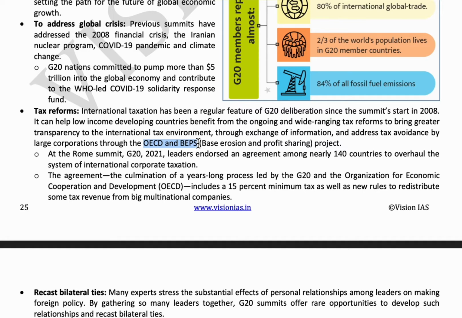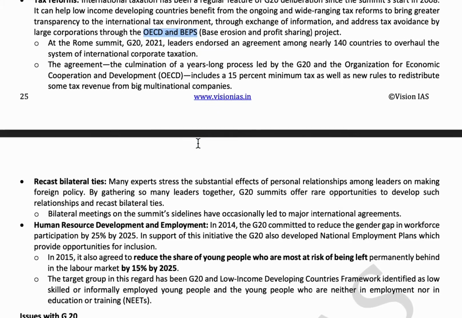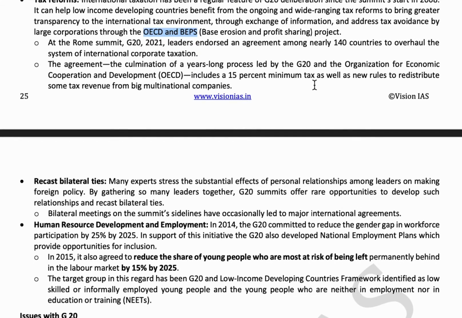Okay, so recently in 2021 at the G20 Rome Summit, around 140 countries agreed to improve the system of international corporate taxation. And both G20 and the Organization for Economic Cooperation and Development, that is G20 and OECD, led to an agreement of a 15% global minimum tax. Is that clear, guys? So, global minimum tax rate. So, both multinational companies as well as developing countries can make profits.